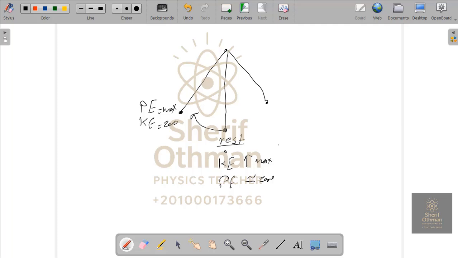After passing the origin point, the rest point, the kinetic energy decreases as the height of the object increases. So the object or the pendulum gains more potential energy and loses its kinetic energy. The velocity decreases as a result of the attraction of gravity to reach the highest point at the other side. So the potential energy will be maximum and kinetic energy will be zero.